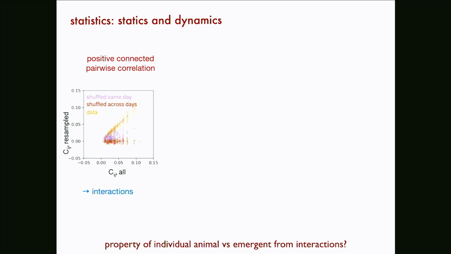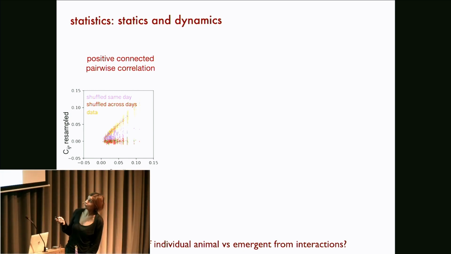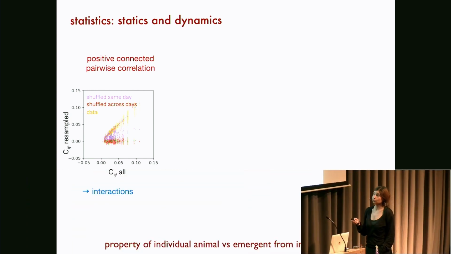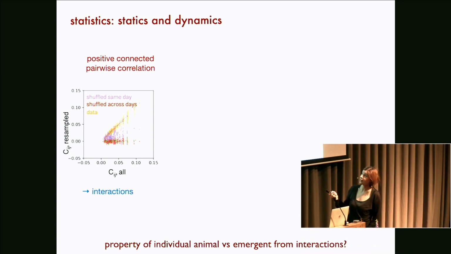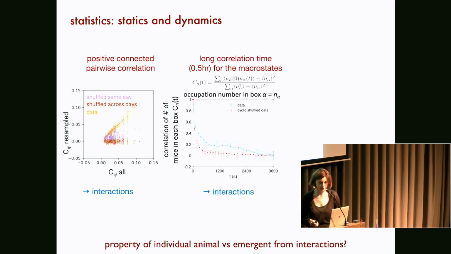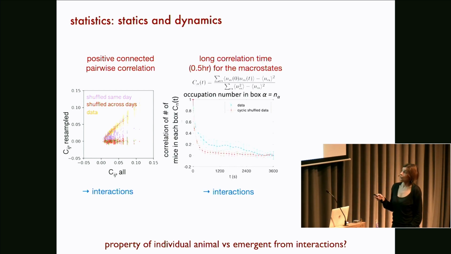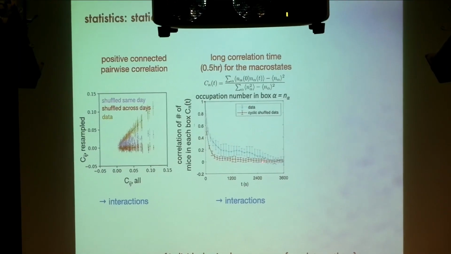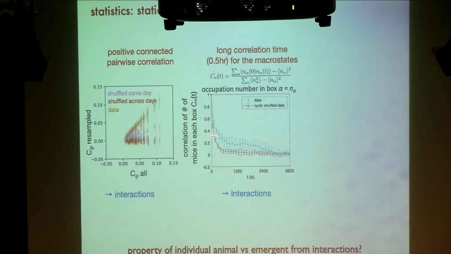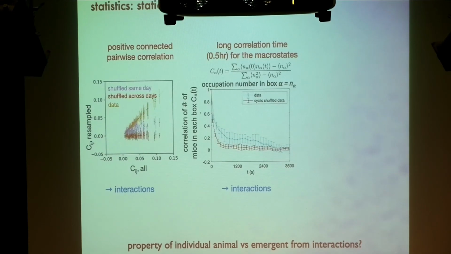All right, so we first looked at the data, and we looked at the, what did we look at? The pairwise correlation function, basically how likely are two mice to be in the same box. This is the data. Then we shuffled it in various ways to basically show that there are interactions in the system. We also looked at the correlation of the number of mice to be in a specific box as a function of time, and you see that it has this strong plateau, again, compared to the shuffled data at long time. So basically, they do like to be together in some box.